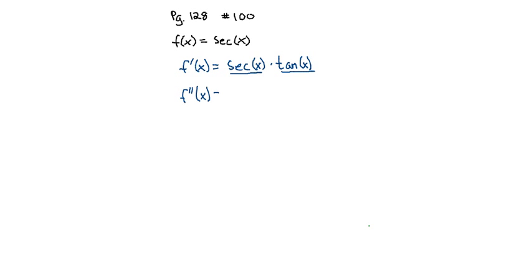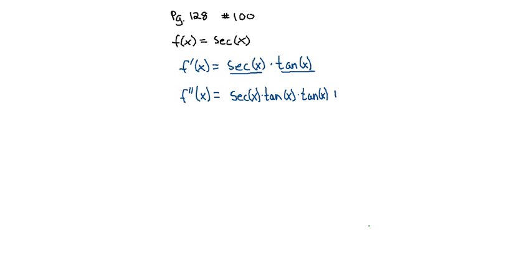So for our product rule, we'll take the derivative of the first. So again, derivative of secant x is secant x times tangent x. That's the derivative of the first times the second, which is again tangent x. I know it looks kind of funny to see tangent there twice.